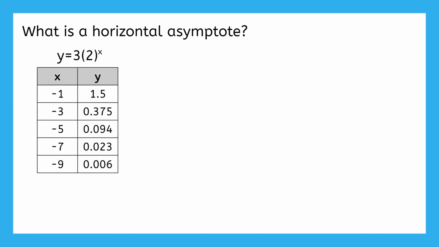What is happening to our y values? If we keep going further into negative values for x, the y value keeps getting smaller and smaller. 0.006 is practically nothing. Actually, yeah, it does seem like these numbers are getting so small that they're almost 0. Do you think we'll ever actually have a y value of 0?